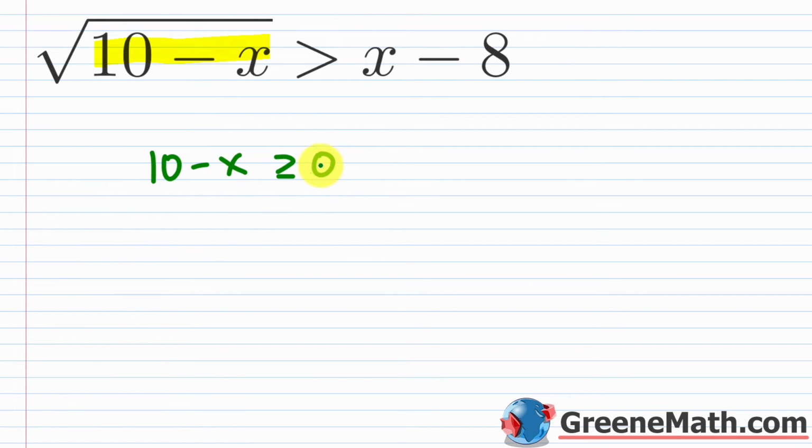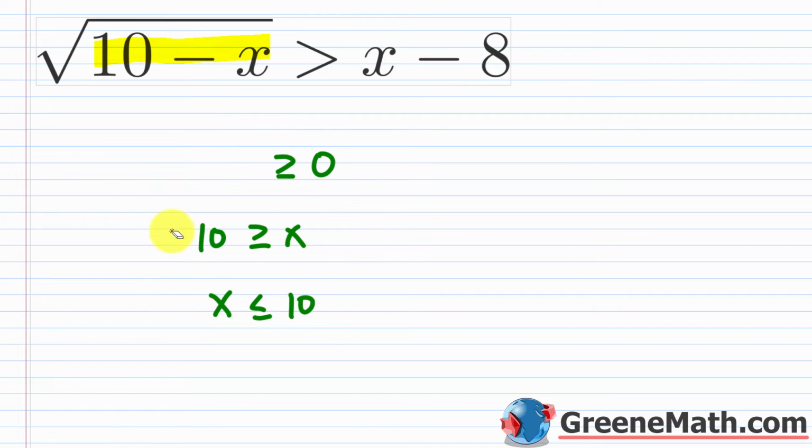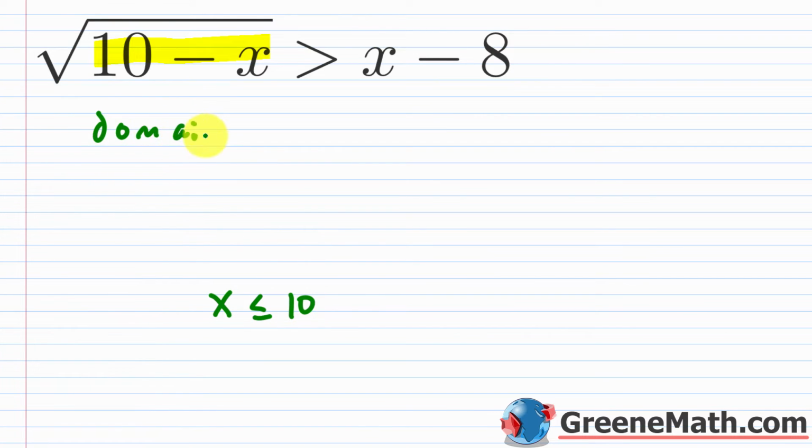For this one, you could just add x to both sides of the inequality and basically say that 10 is greater than or equal to x, or you could flip that around and say x is less than or equal to 10. So let's write out our domain just so we have it. We'll say that the domain is going to be the set of all x such that x is less than or equal to 10.